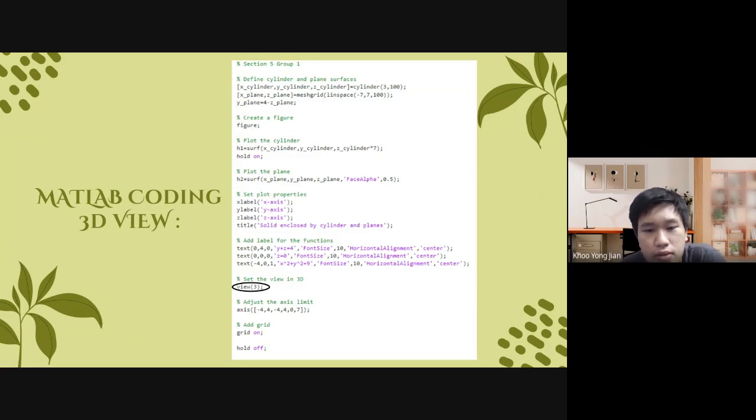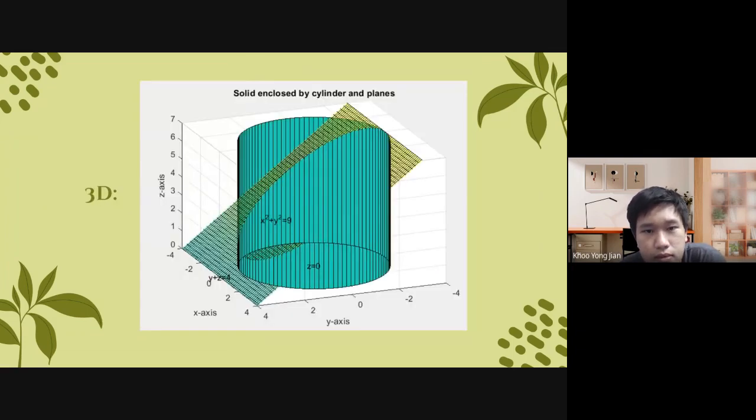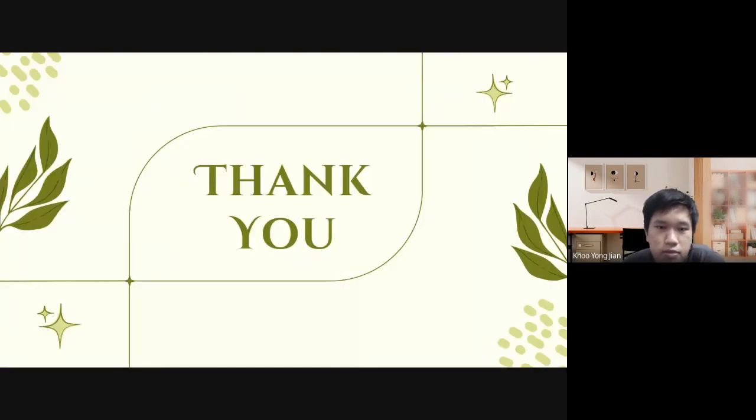And this is the 3D graph. Below there is the z equal to 0 plane, and the other plane is y plus z equal to 4. It will enclose the cylinder at the top, from z equal to 0 until z equal to 7. And that's all from our group. Thank you.